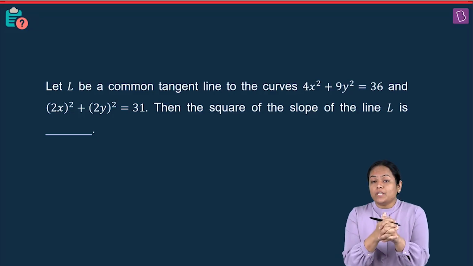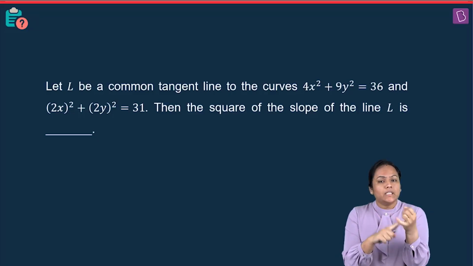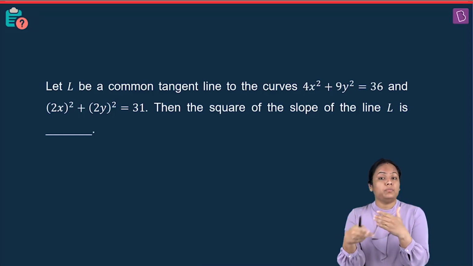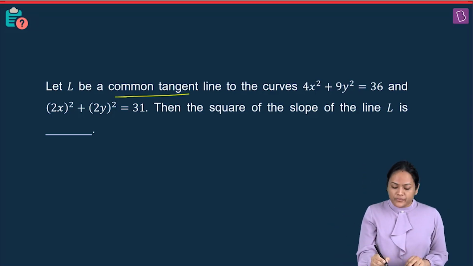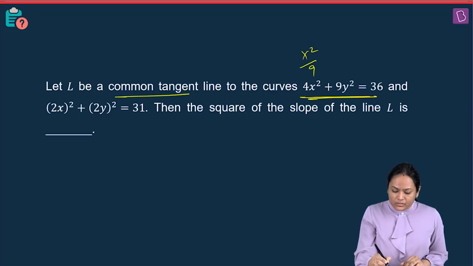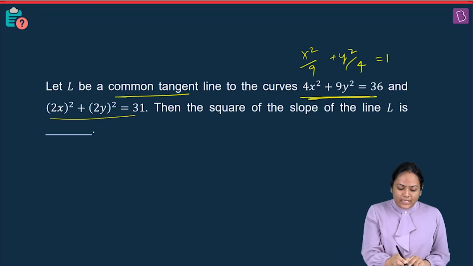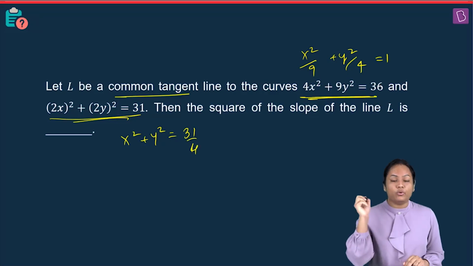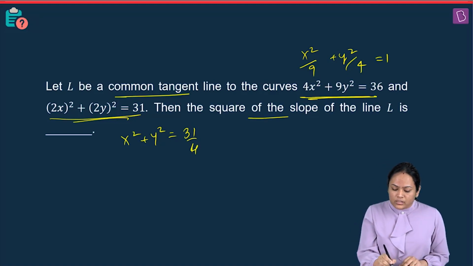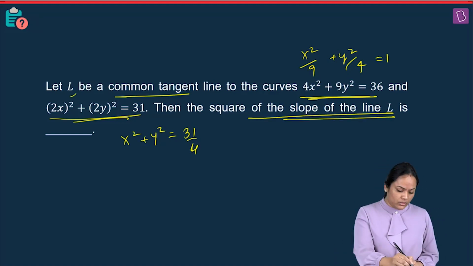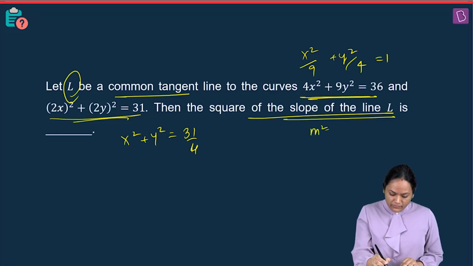Well, the next question is a combination of conics, that is ellipse and circle. And to solve this question, again, you have to remember some formulas. What the question is saying is, let L be a common tangent to the curves. First is an ellipse, which can be written in its standard form as x square by 9 plus y square by 4 is equal to 1. And the next one is a circle, which is x square plus y square is equal to 31 by 4. So I have to find the common tangent to these two curves. Further, they have asked what is the square of the slope of the line L, which is the common tangent. So I have to find the value of m square.